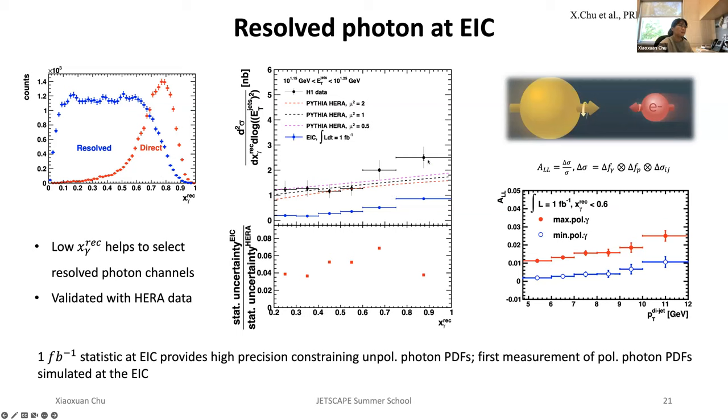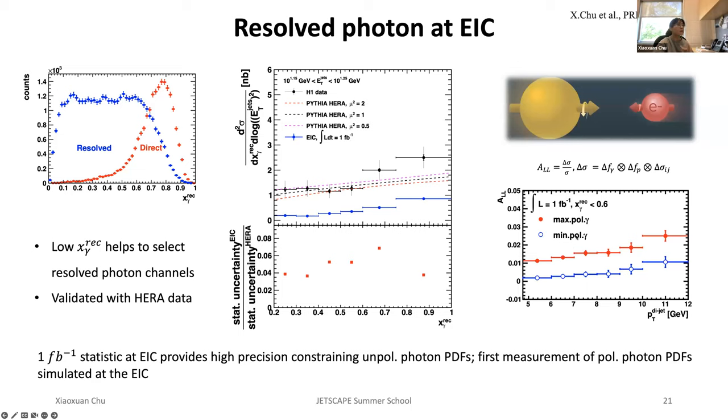This is our simulation, and here is the plotted HERA data. If we use the EIC setup and EIC energy and only include one femtobarn inverse of data, we can see how much we can reduce the statistical uncertainty compared with the HERA data. And for the polarized case, this is the measured asymmetry as a function of the dijet pT.